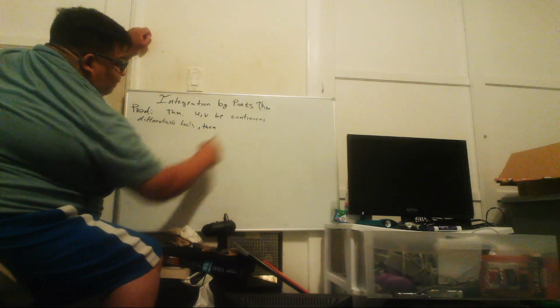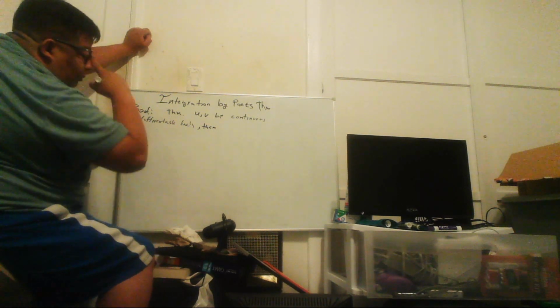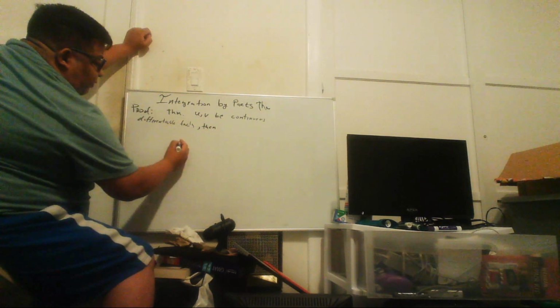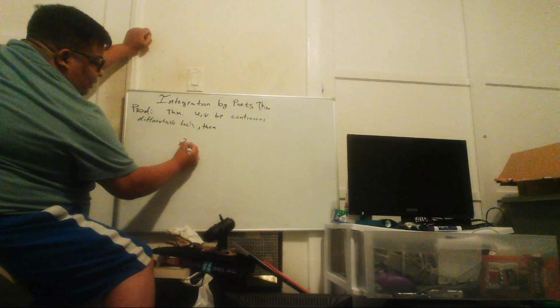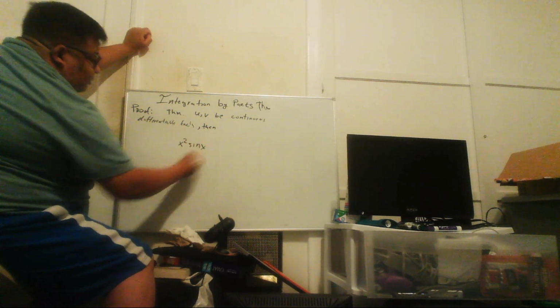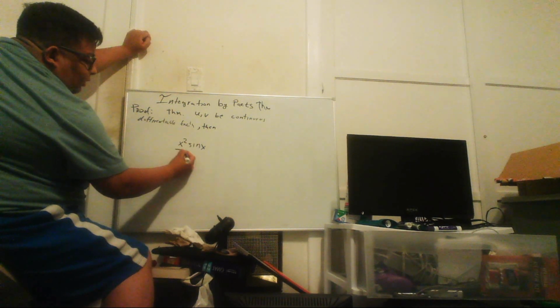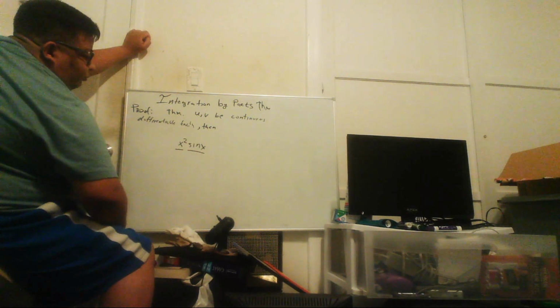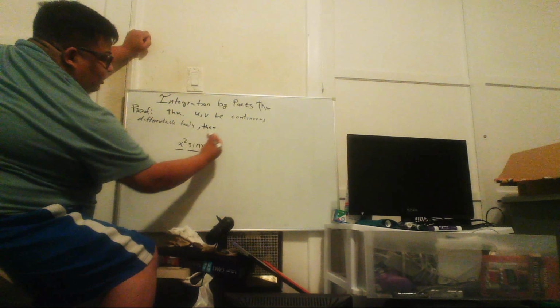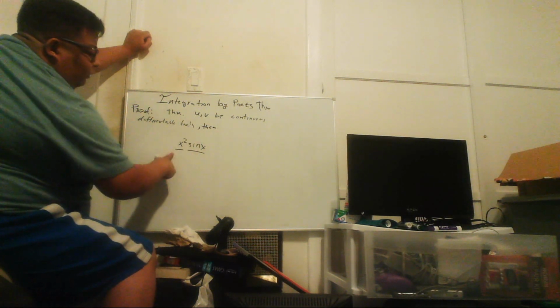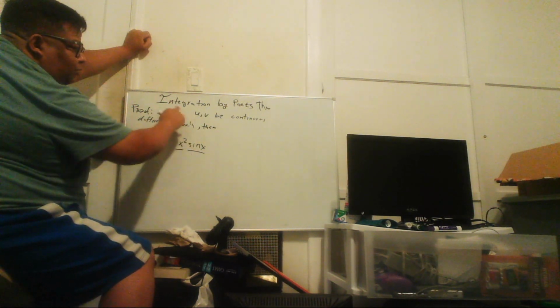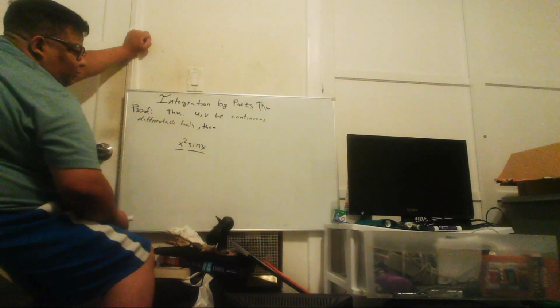So basically, before I write the whole thing, let's say you have a function that looks something like this: x squared sine x. This is a product, so you can call this one a function and another function. So for the integral of something like this, you might want to use this theorem, the integration by parts theorem.